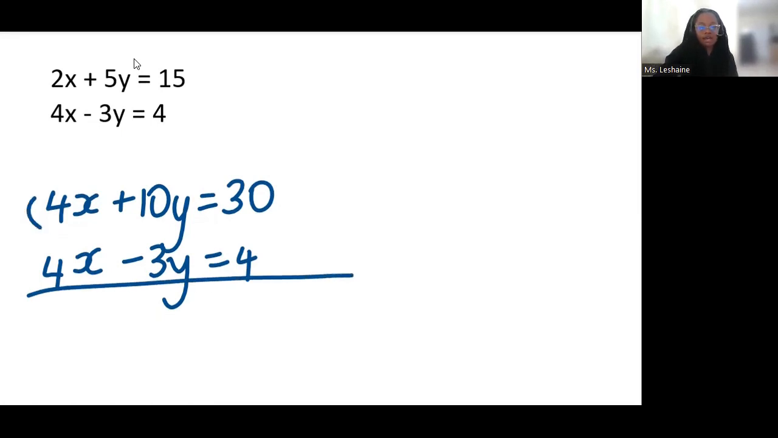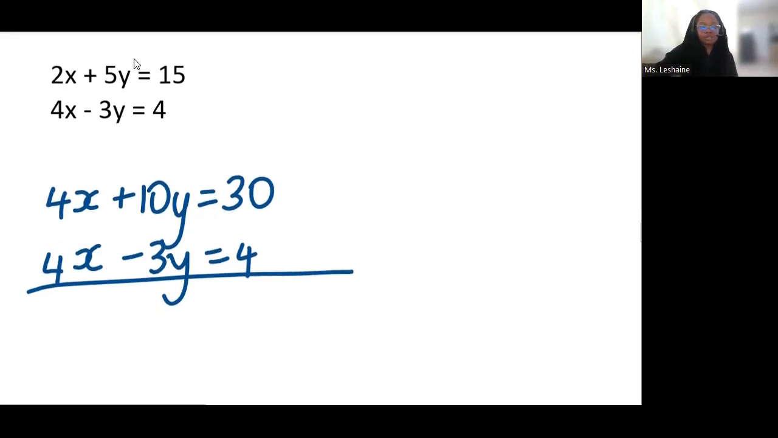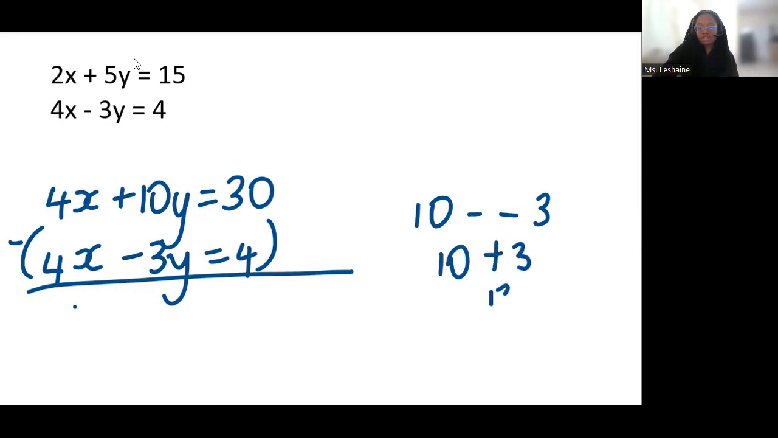So I have a 4x and a 4x. They are the same and they also have the same signs. Same signs means that we subtract. So I'm going to put my parentheses and my minus sign. 4x minus 4x, that zeroes out. 10y minus negative 3y. So look, 10 minus negative 3 is 10 plus 3, which is 13.